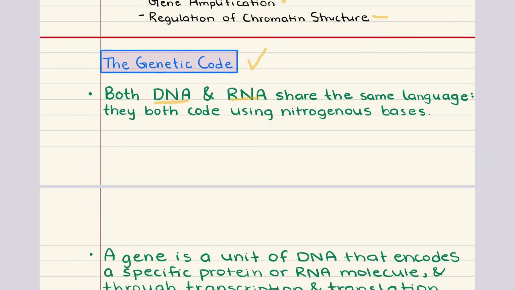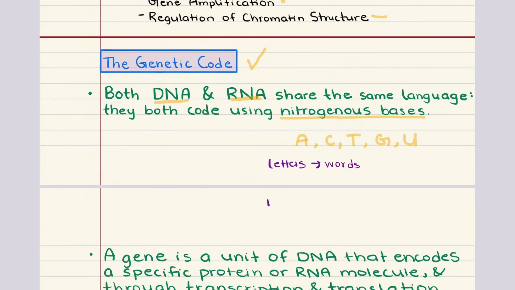Both DNA and RNA share the same language. They both use sequences of nitrogenous bases to store and transmit genetic information. These bases act like letters in a biological alphabet. And just like letters form words, base sequences form codons that can be interpreted and translated.